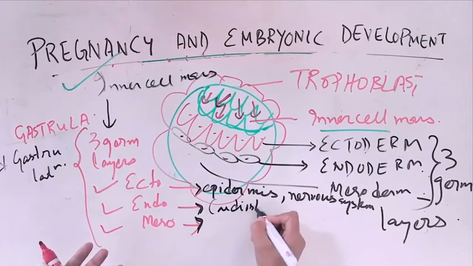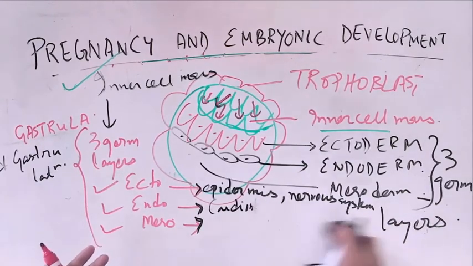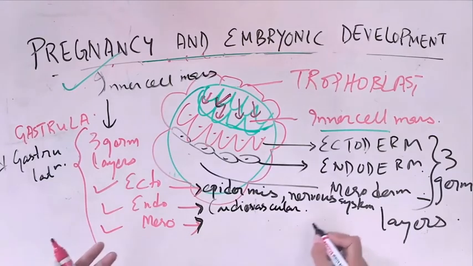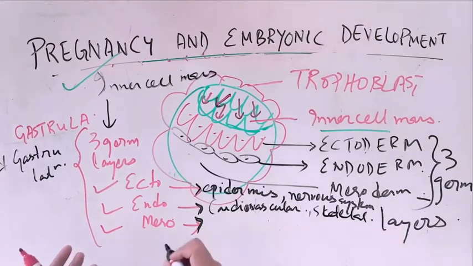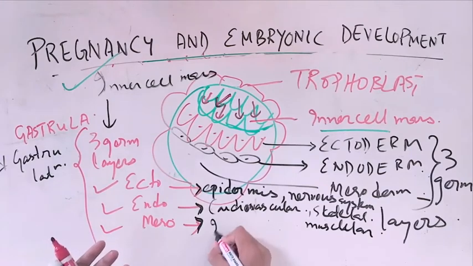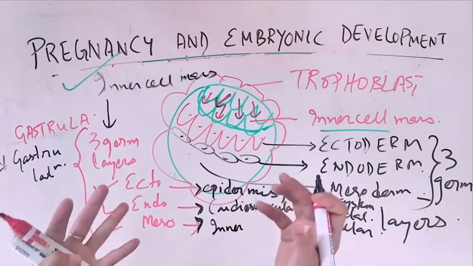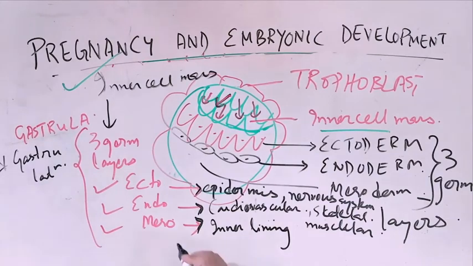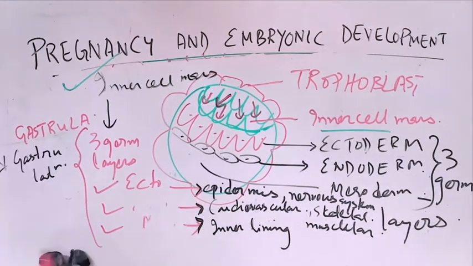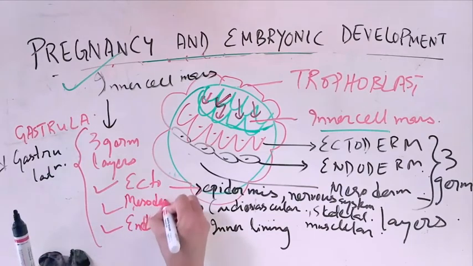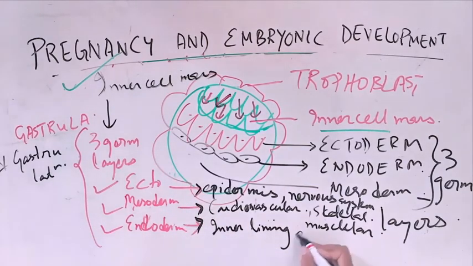The heart is the first, the heartbeat. The cardiovascular system forms, the skeletal system, and the muscular system, the muscles, from the mesoderm. Endoderm forms the inner lining, for example, the inner lining of the urinary bladder, and the inner lining of other organs.